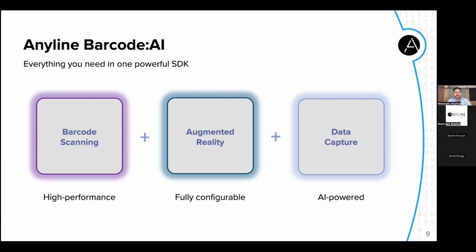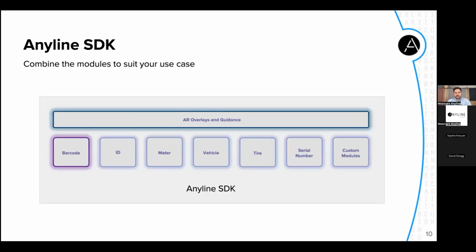Now, both of those elements are paired with, again, that core of what Anyline is, data capture and being AI powered. So a lot of our data capture solutions and different modules, which I'll show in a moment, allow you to really flex a lot of muscle when it comes to the technology and really having that AI power behind you. So having all three of these elements together, we've brought them together specifically for Barcode AI. And we're very excited to do so.